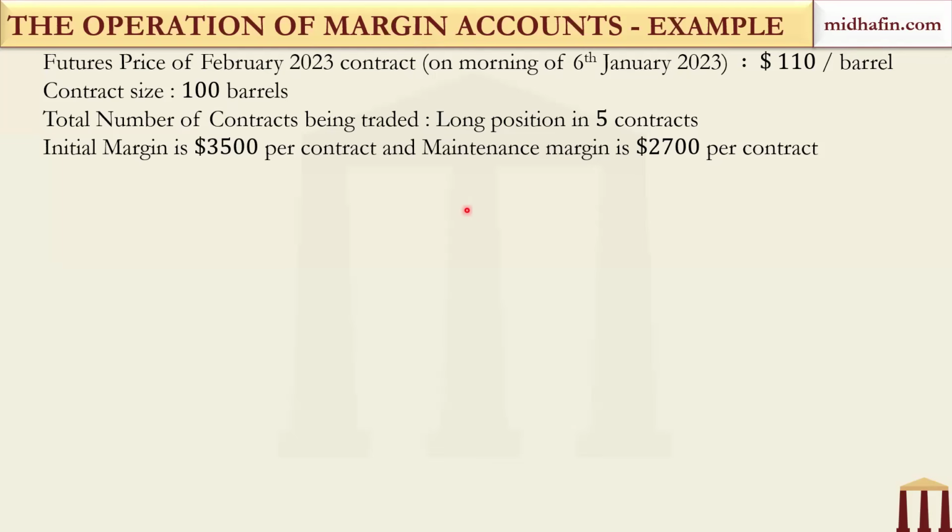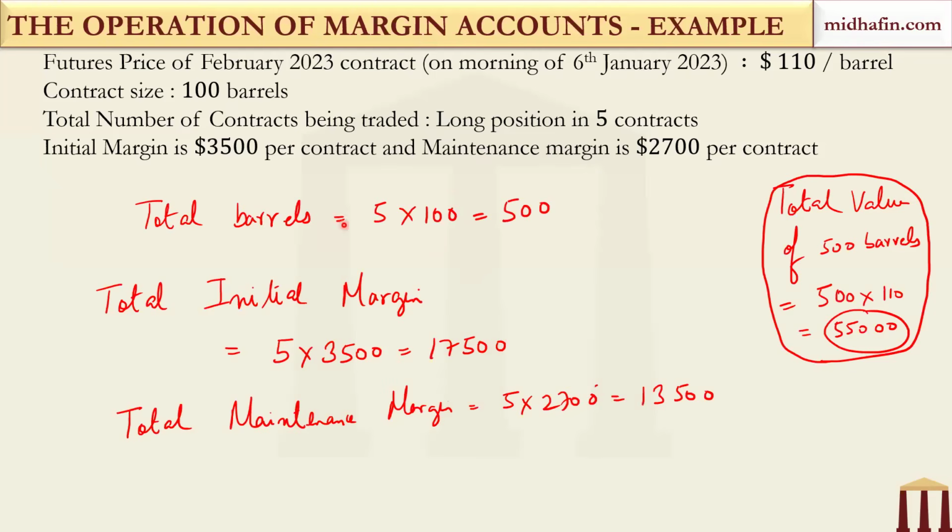So let's do some quick calculations first. Since the contract size is 100 barrels and you are dealing in 5 contracts, the total number of barrels is 500. The total value of those 500 barrels, because the price of each barrel is $110, is $55,000. For one contract, the initial margin is $3,500, so the total initial margin for 5 contracts is $17,500.